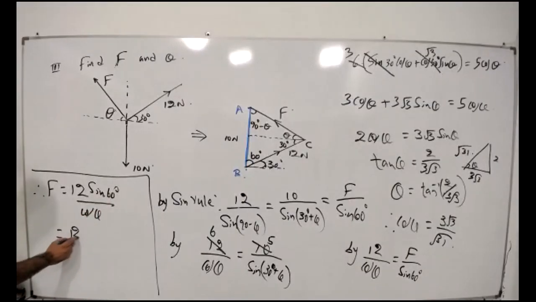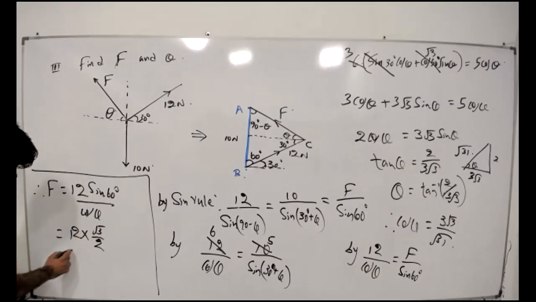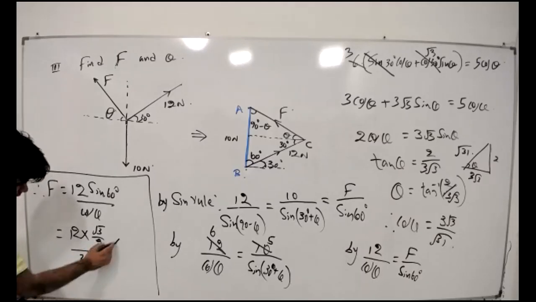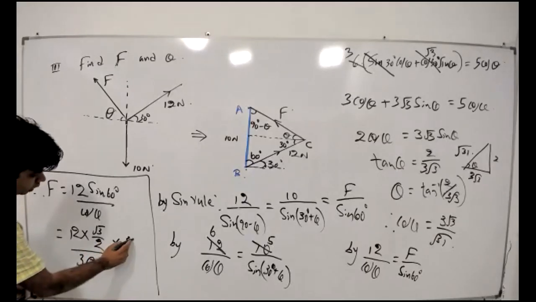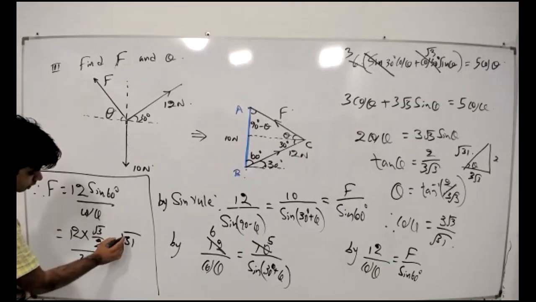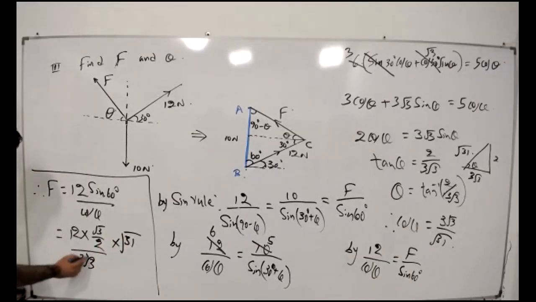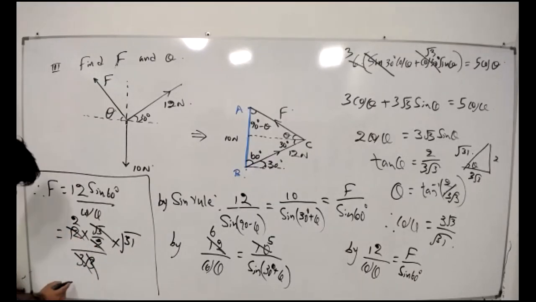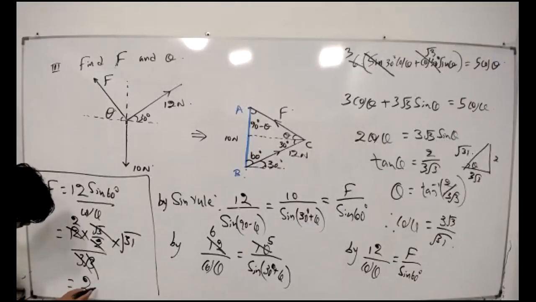That means 12 into sine 60 is what? Root 3 over 2, right? Divided by cos theta means 3 root 3 and multiplying by root 31. Okay? Multiplying by root 31. What happened? Root 3 cancels. 3 into 6 cancels with this. You get 2. Then the final answer is 2 root 31 newtons.